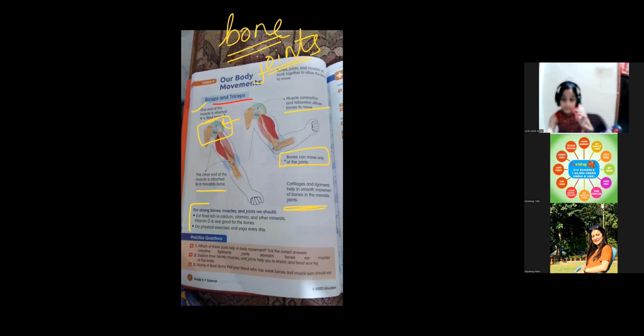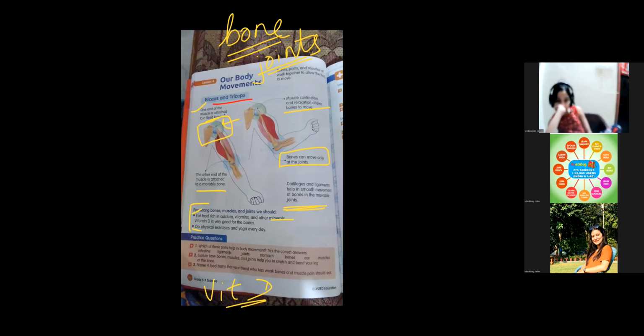Next is, for strong bones, muscles and joints, what should we do? ठीक है, if we want strong bones, muscles and joints, what should we do? Number one, we should eat, just a second. So what should we eat? We should eat food which is rich in calcium, vitamins, and all other minerals that we have. Okay, carbohydrates and all. And vitamin D is very good for our bones.